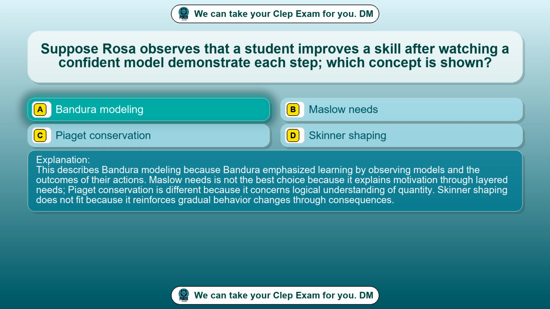This describes Bandura modeling because Bandura emphasized learning by observing models and the outcomes of their actions. Maslow needs is not the best choice because it explains motivation through layered needs. Piaget conservation is different because it concerns logical understanding of quantity. Skinner shaping does not fit because it reinforces gradual behavior changes through consequences.